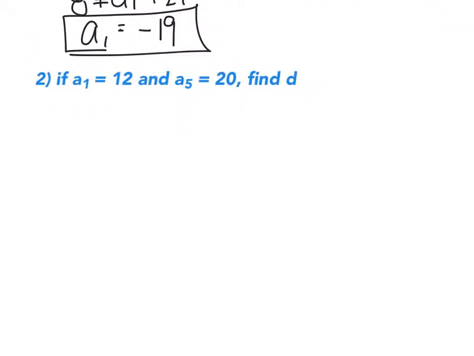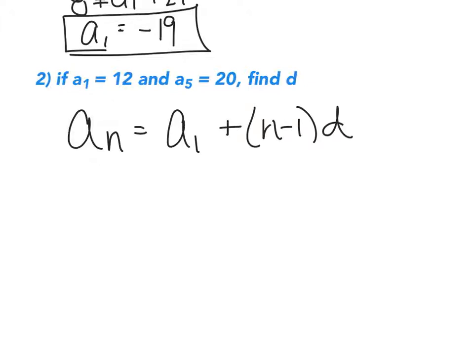All right, example 2. If a sub 1 equals 12 and a sub 5 equals 20, find the difference. So again, I'm assuming these are arithmetic. That was our goal today. So I'm going to start with my explicit formula. Notice it says nothing about a previous term, so I'm not worrying about recursive at the moment. So a sub n equals a sub 1 plus n minus 1 times the difference.